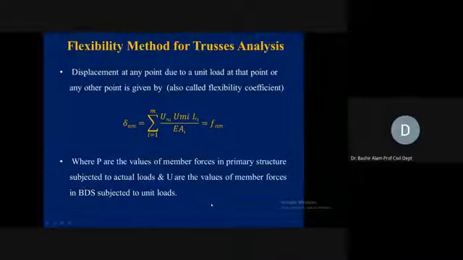Sir, I don't understand why we use A in place of I. Why EA? Why are we using EA? Well, we are using EA because the axial normal force will be generated, the axial force is predominant. I is related to the bending moment, and A is related to the axial force. So when you have axial forces predominant, you will be using EA, not EI.